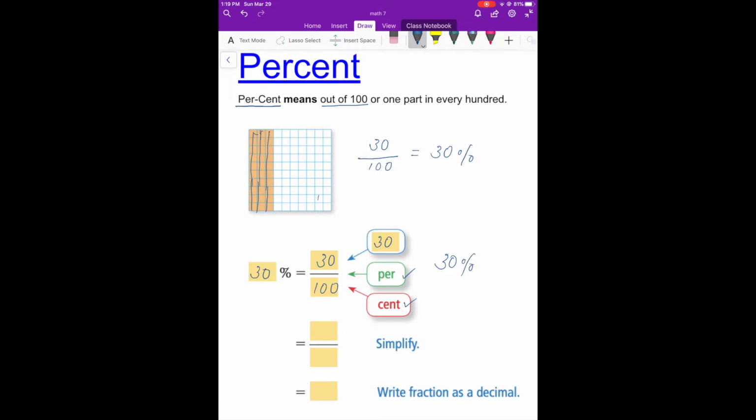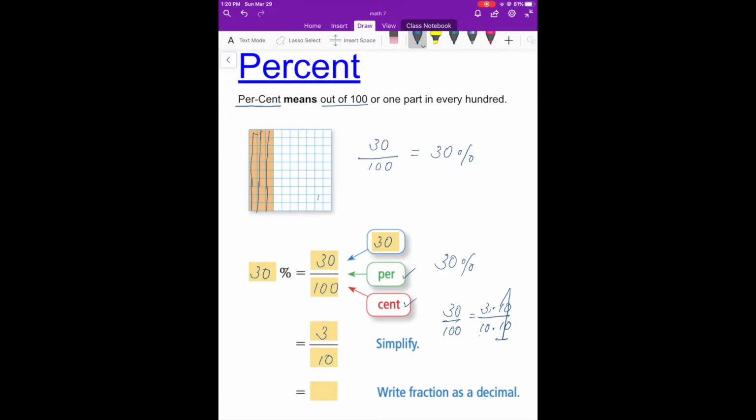And how do I simplify this? So 30 over 100. If you want to simplify, you can use decomposition. I can write 30 as 3 times 10 and 100 as 10 times 10. And you can see 10 divided by 10 is 1. So you will get 3/10. And you cannot simplify 3/10 because 3 is a prime number. So 3 over 10 is the fractional form of that percent.